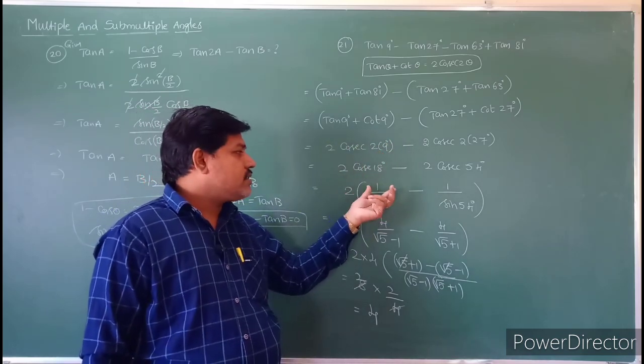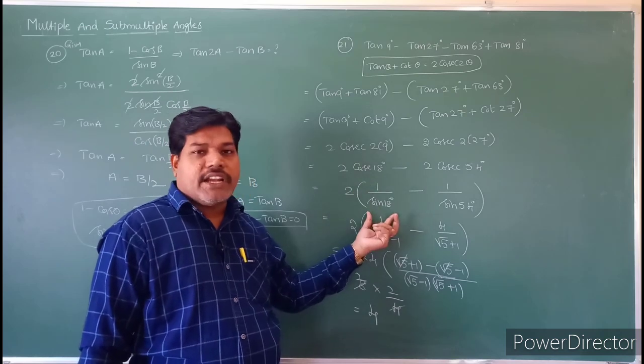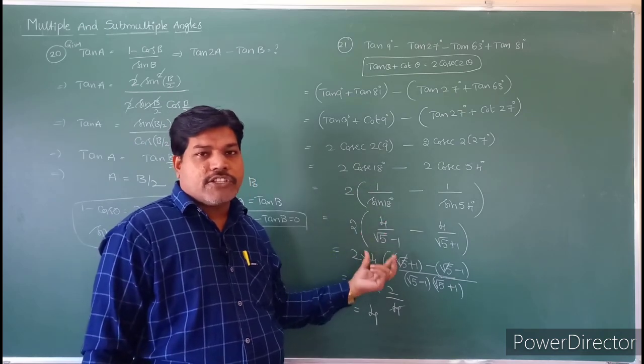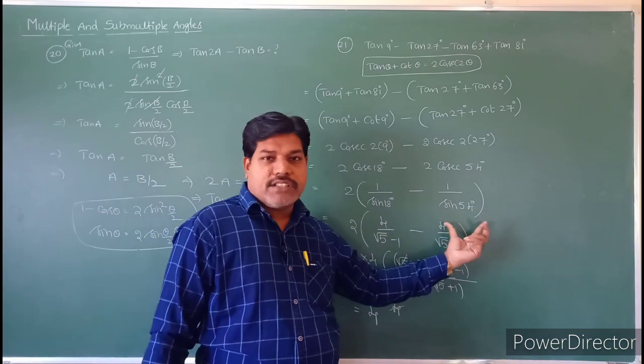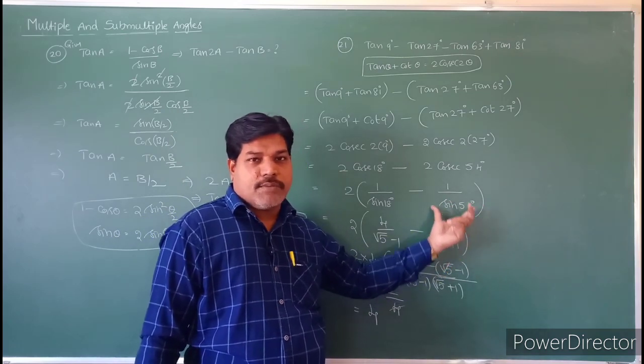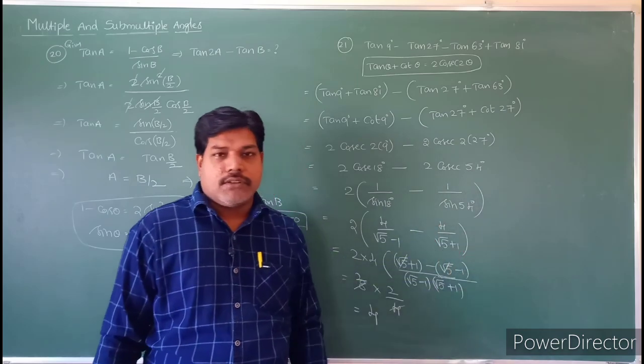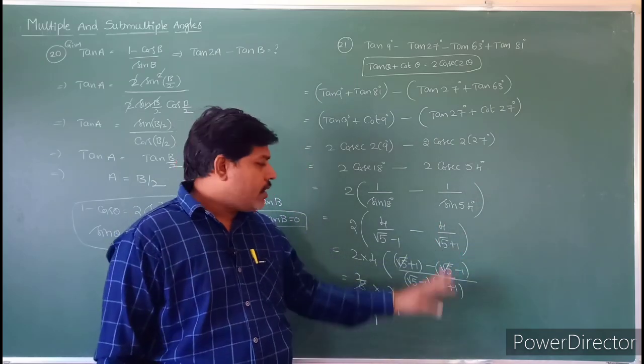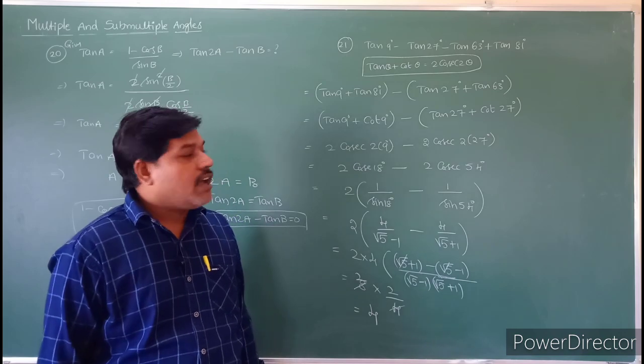So cosecant 18 is nothing but 1 by sine 18. Sine 18 value is root 5 minus 1 by 4. Take the reciprocal. And sine 54 is nothing but cos 36. Cos 36 value is nothing but root 5 plus 1 by 4. Take the reciprocal, 4 by root 5 plus 1. Okay, so take the LCM and simplify that. You will get the answer.